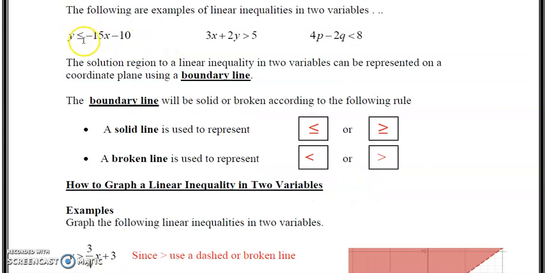y is less than or equal to negative 15x minus 10. 3x plus 2y is greater than 5. 4p minus 2q is less than 8.